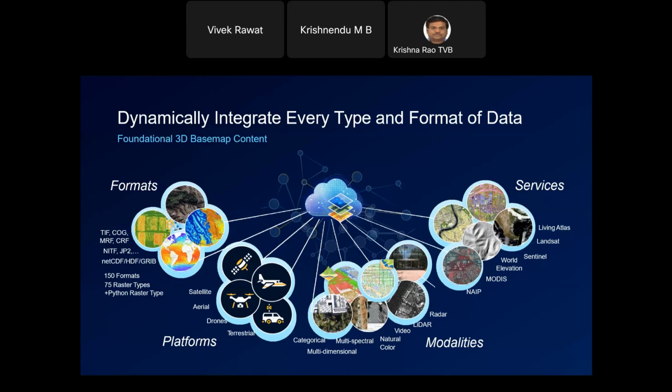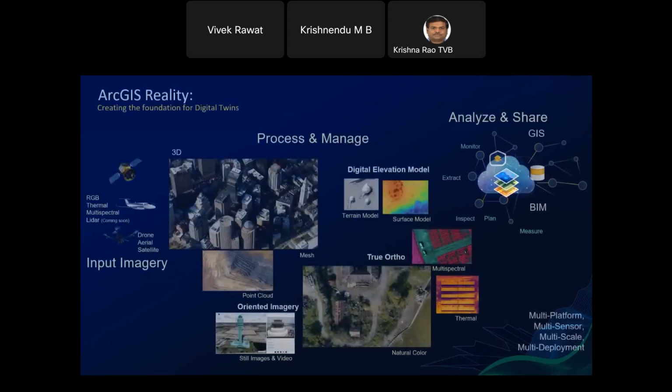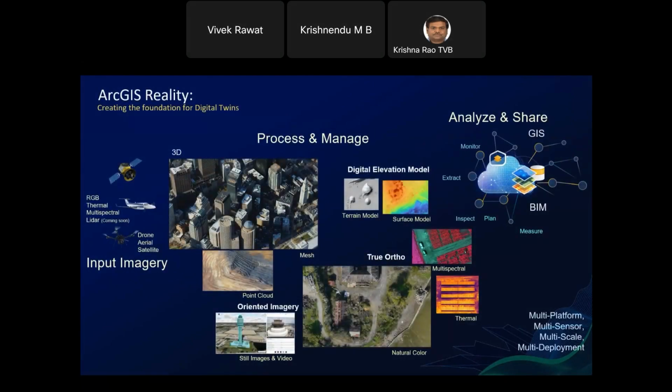So these things are supported, and particularly when we do this data capture and have these imageries in hand, we need to process them. That is where the power of ArcGIS Reality comes into the picture. ArcGIS Reality supports all 3 platforms, which are satellite, aerial, and drone, and we can use that to process and manage this input imagery into 3D meshes, point clouds, elevation models, and true ortho. Once this is done, we can take that into the ArcGIS environment for analysis and sharing.